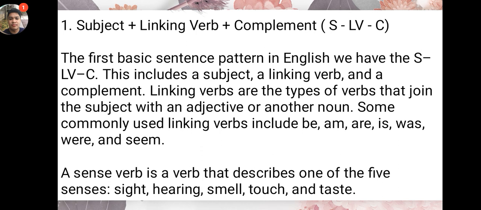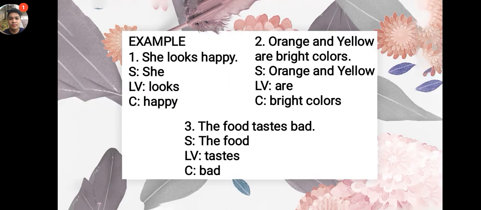Linking verbs are the types of verbs that join the subject with an adjective or another noun. Commonly used linking verbs include be, are, is, was, were, and seem. A sense verb is a verb that describes one of the five senses. We have five senses in our bodies: sight, hearing, smell, touch, and taste. So here are some examples.